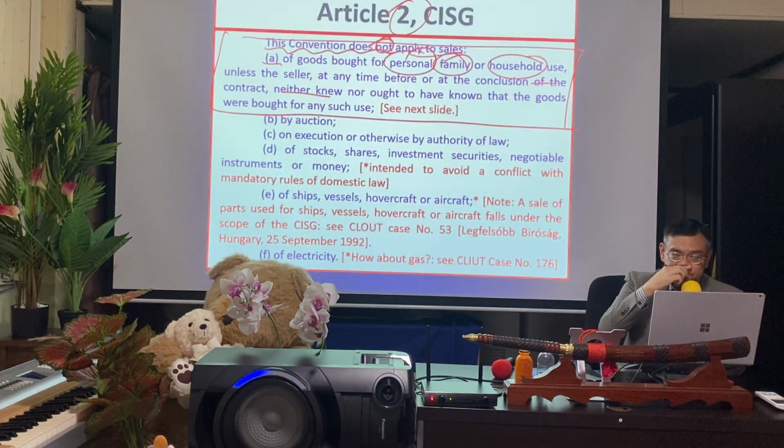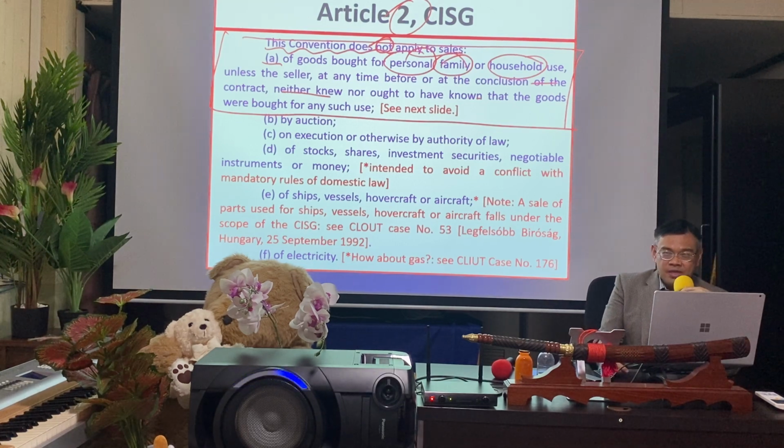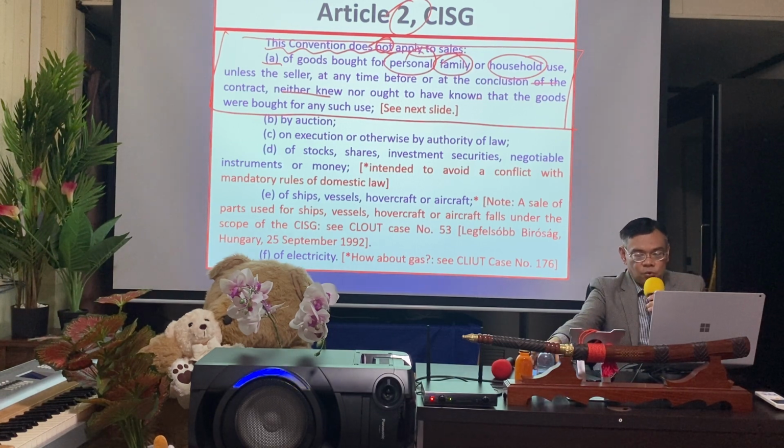Beginning with the first one. The first one is that consumer sales are placed outside the application of the CISG. CISG is intended to apply to sales only when the sale is a commercial sale. If the sale in question is the so-called consumer sale, then CISG does not apply at all.